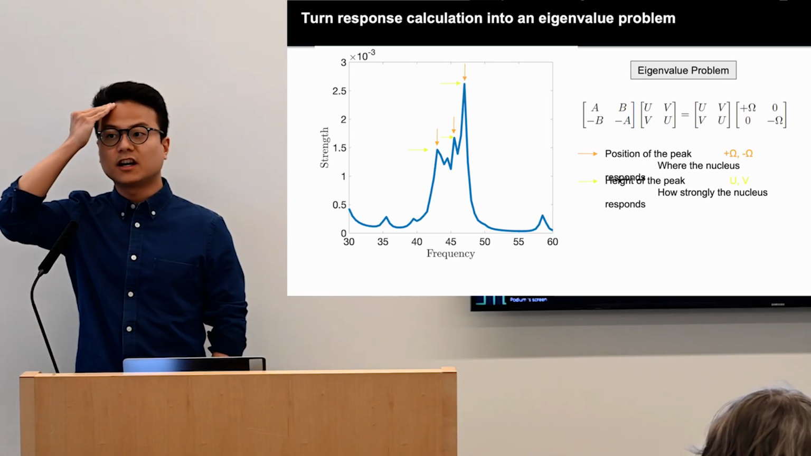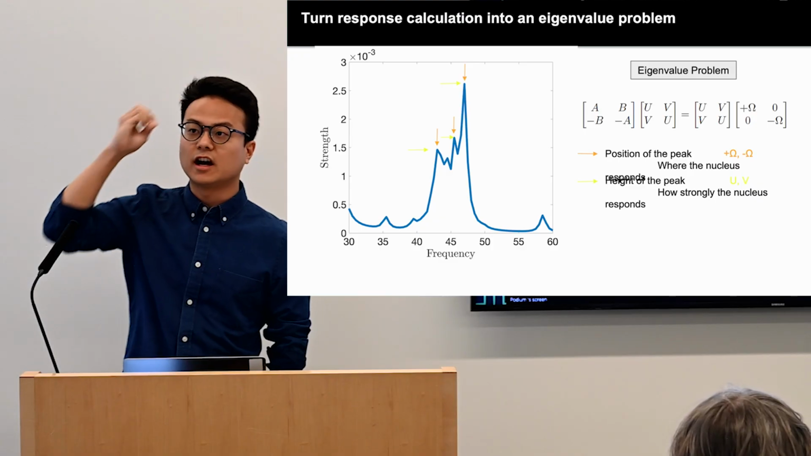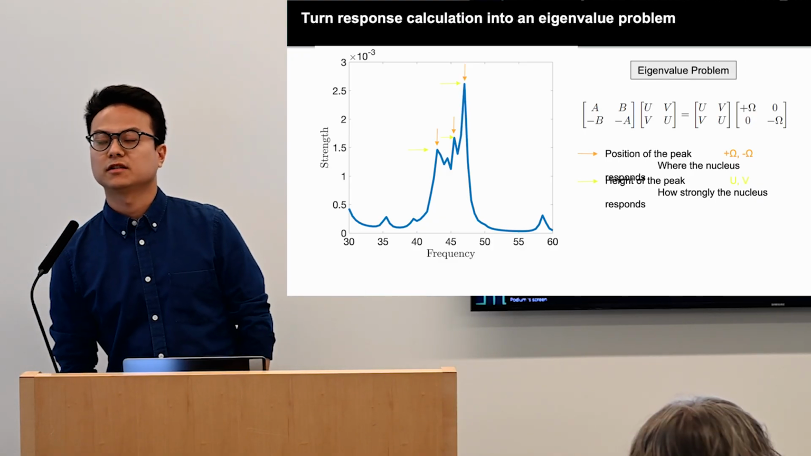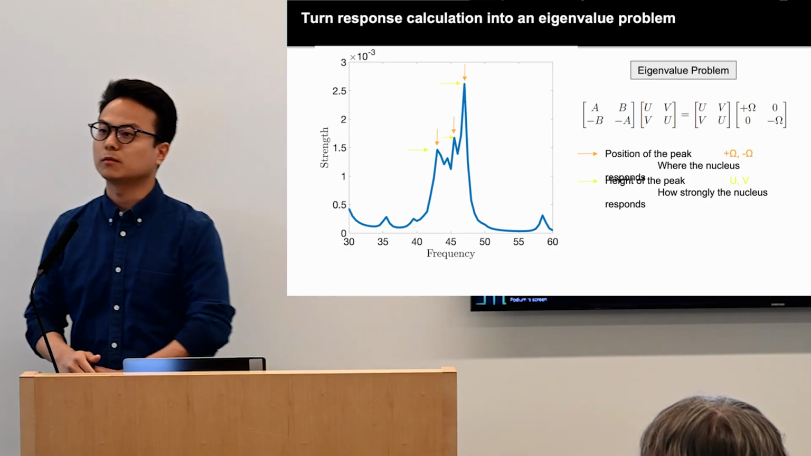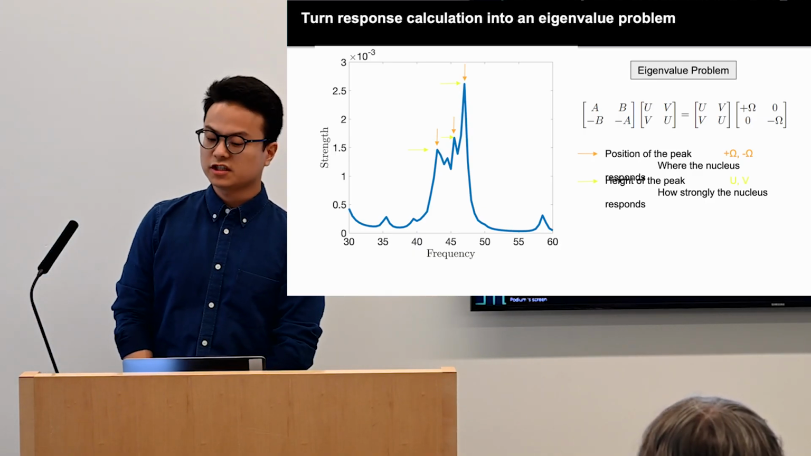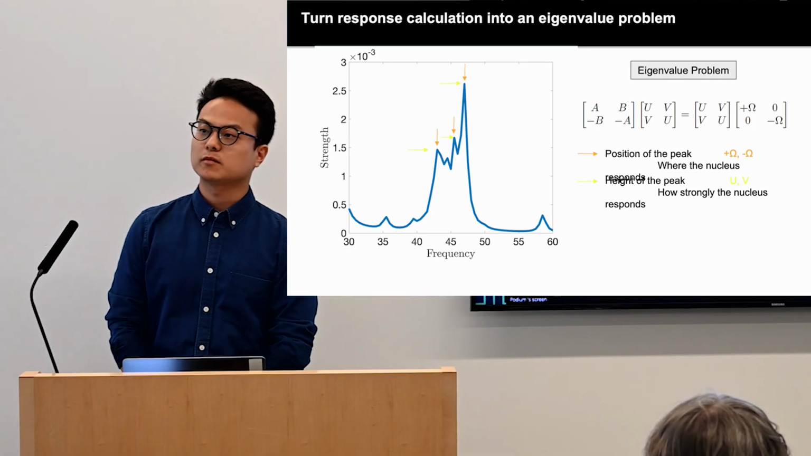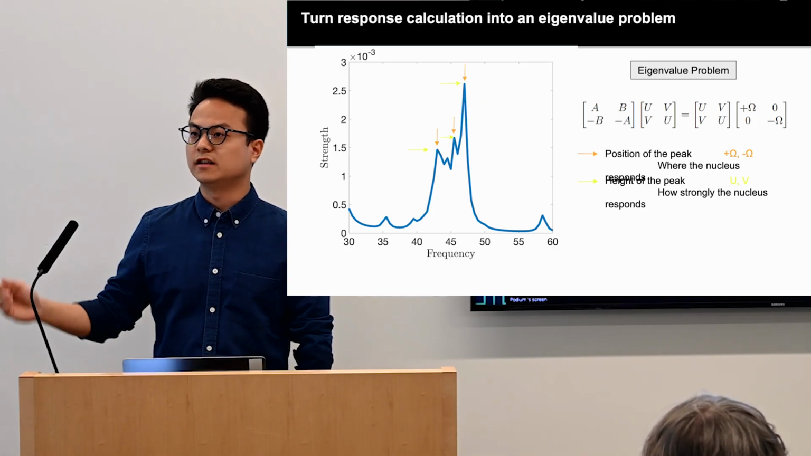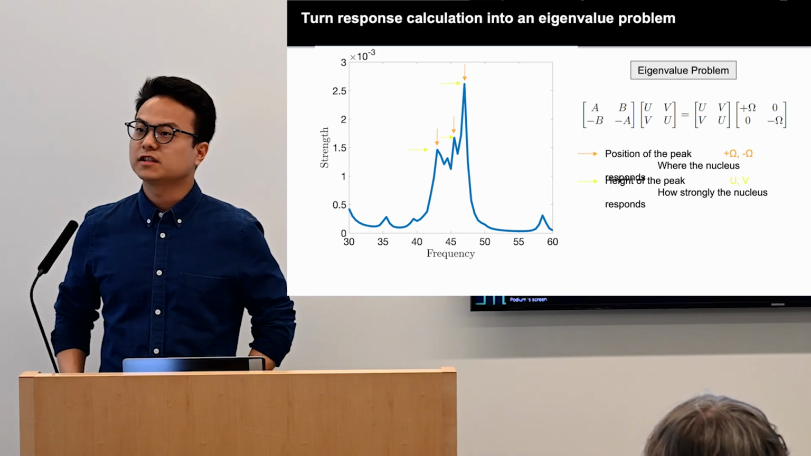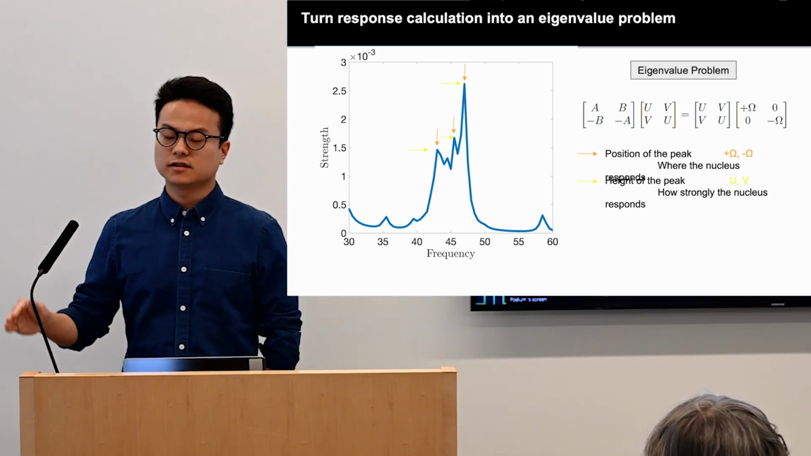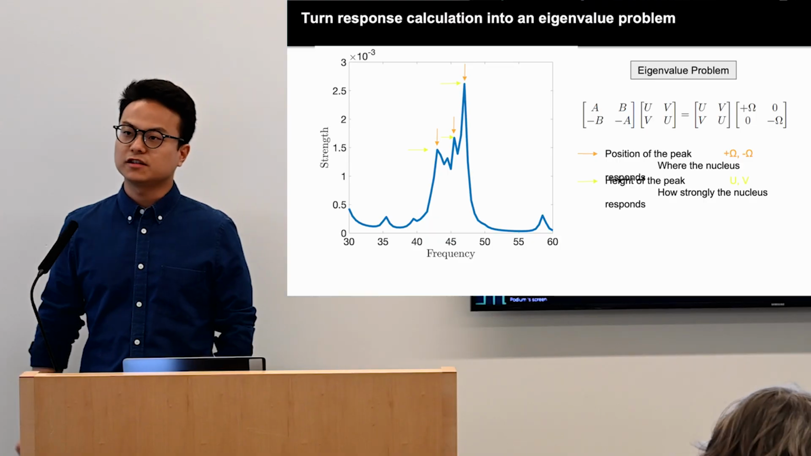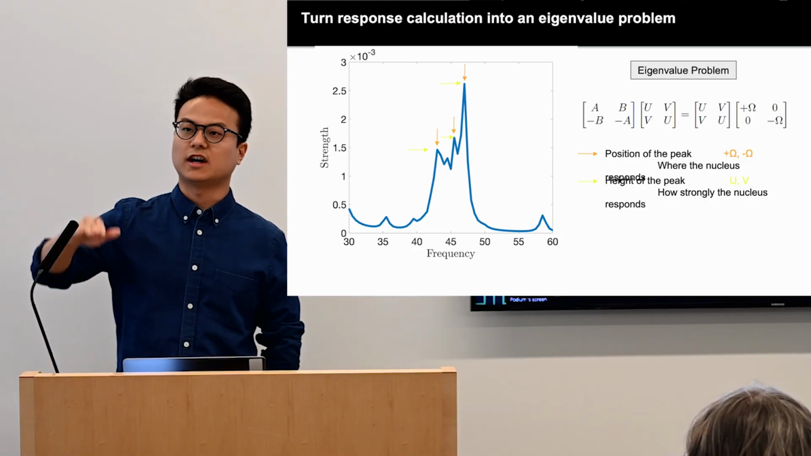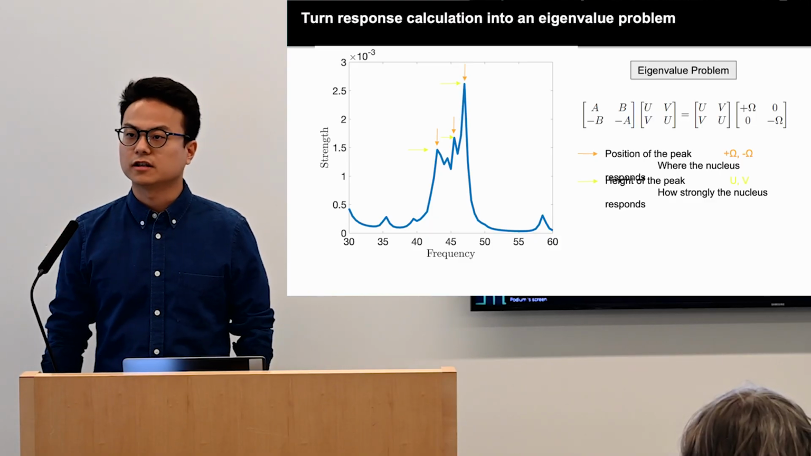So how exactly is the eigenvalue problem related to the strength function? That is, what kind of information do we get from the eigenvalue problem? Well, it turns out that the positions of the peaks correspond to the eigenvalues, the omega and negative omega coming in pairs. This is where the nucleus responds. The eigenvectors, the u's and v's, tell us how strongly the nucleus responds, which is the height of the strength function.